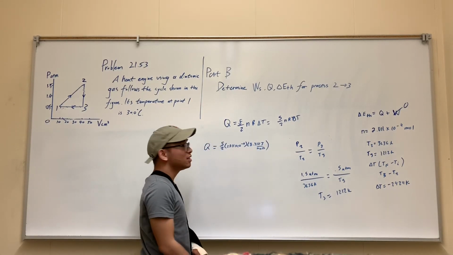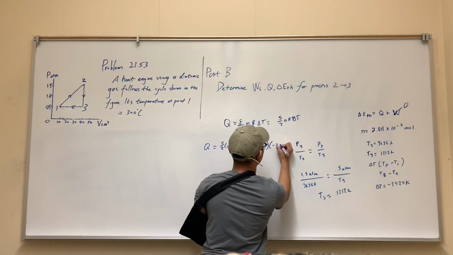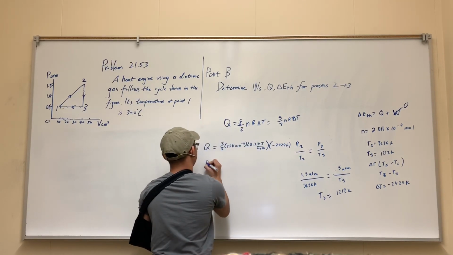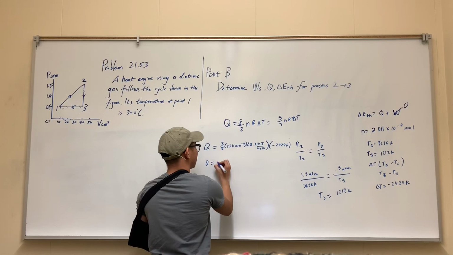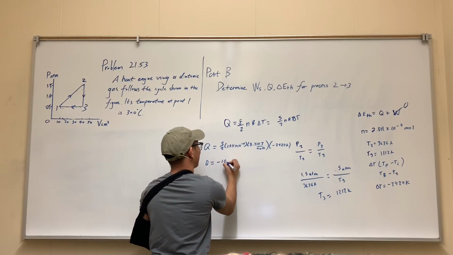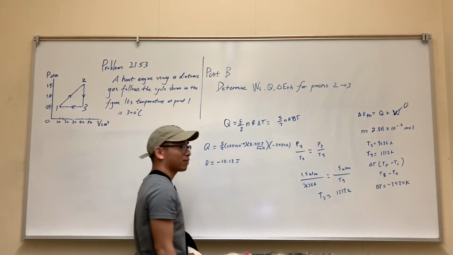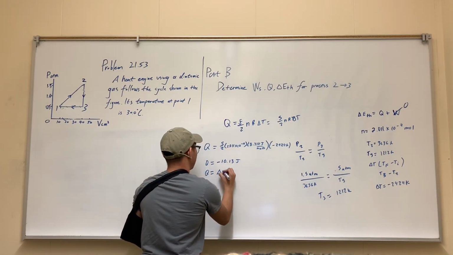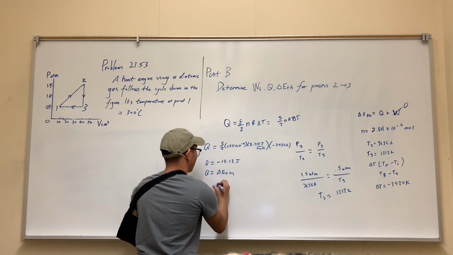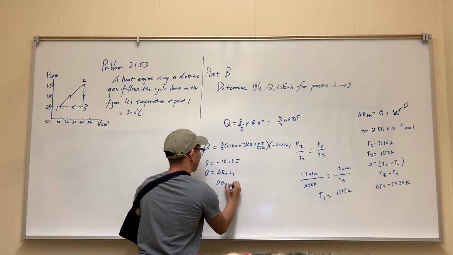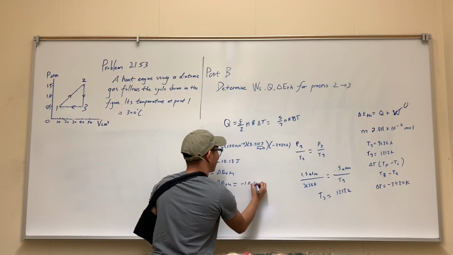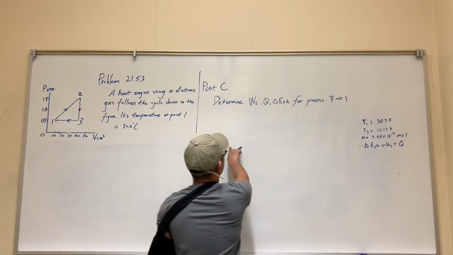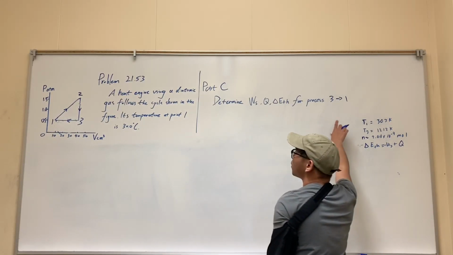And then our delta T is negative 2424 Kelvin. And then we end up getting our Q, which is just negative 10.13 joules. And since we know that our Q is equal to delta ETH, our delta ETH should also be negative 10.13 joules. Now we're gonna work on part C, which is going from 3 to 1.